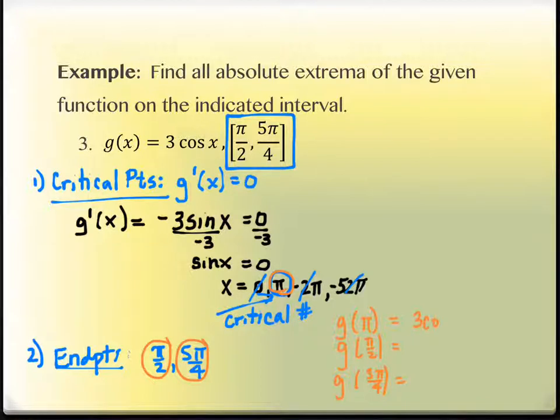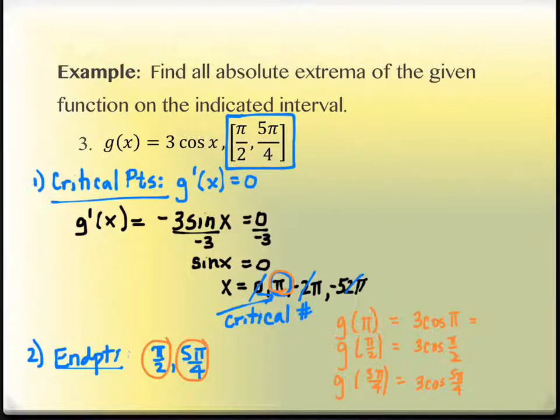3 cosine of pi, 3 cosine of pi halves, and 3 cosine of 5 pi over 4. And some of these are approximations, some of them are exact. What do you get for the first one? What is 3 cosine of pi?